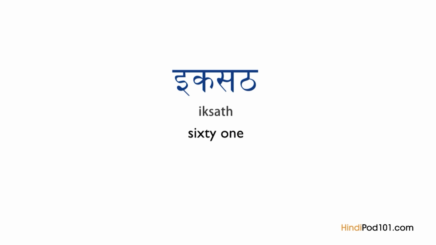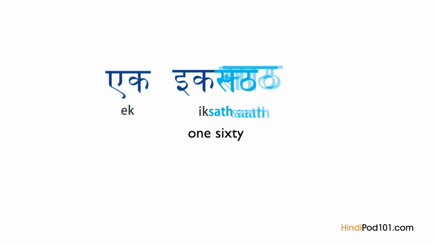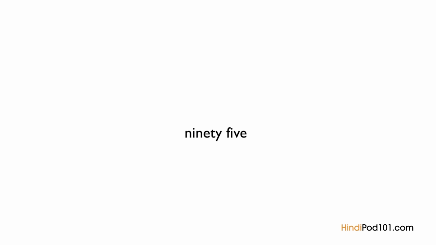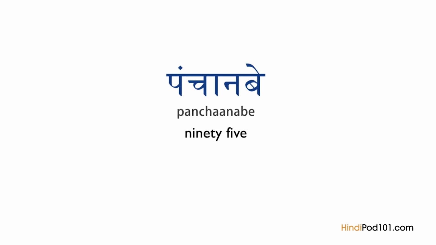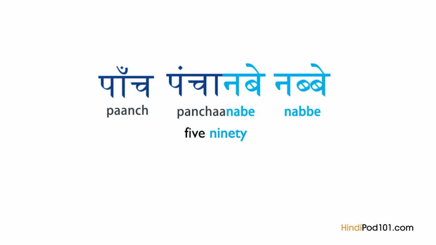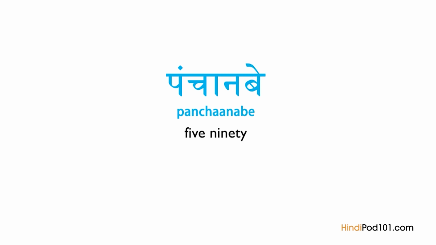61 is इकसठ, which is literally read as 1 60. Ik is a variation of ek for 1, while sath is a variation of saath for 60. Iksath. Let's look at one more number, 95. In Hindi, it's पंचानवे, which is literally read as 5 90. Pancha is a variation of panch for 5, and nave is a variation of nabbe for 90. Panchanave. After only 2 lessons, you're now able to count to 100 in Hindi.